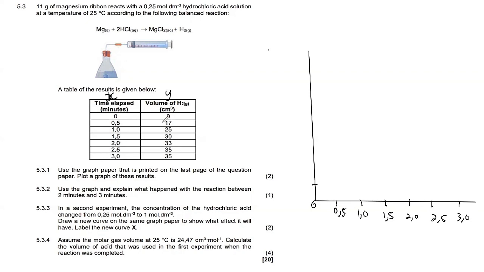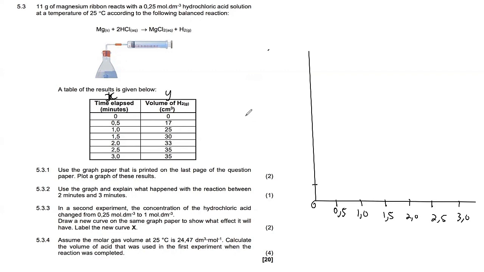When it comes to this one, we can see that there is no interval in these values here. These are just random volumes, but we cannot just say 0, 17, 25, 30. We need to make sure that when we are filling in our y-axis here, we maintain an interval that we're going to follow. So it's up to us what we choose to do with that.